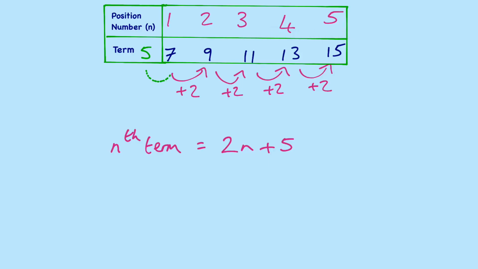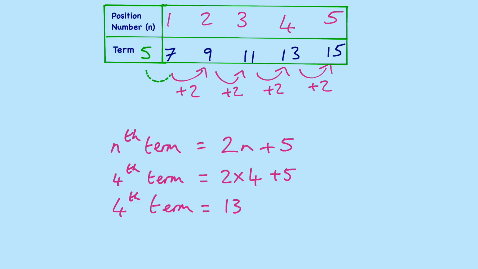So let's check the fourth term. So it should be 13. Let's just check that my formula is indeed correct. So let's substitute in my 4 because it is position number 4. And we do 2 times 4, which is 8, plus the 5, which of course is 13. And that is what we're looking for. So it is correct.